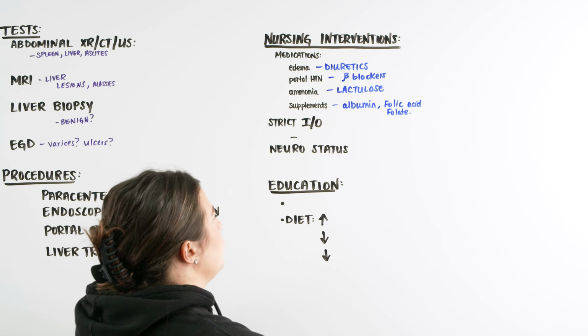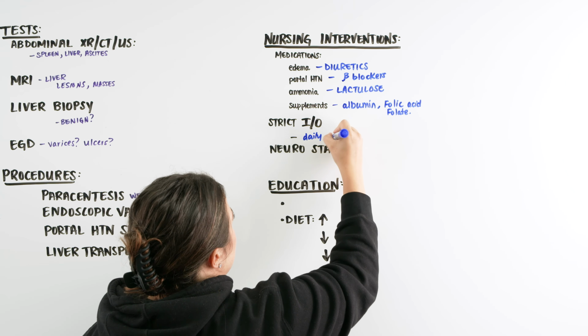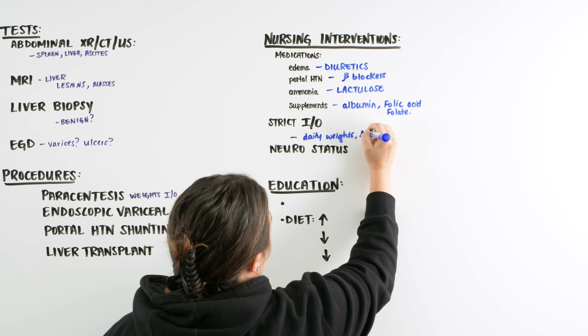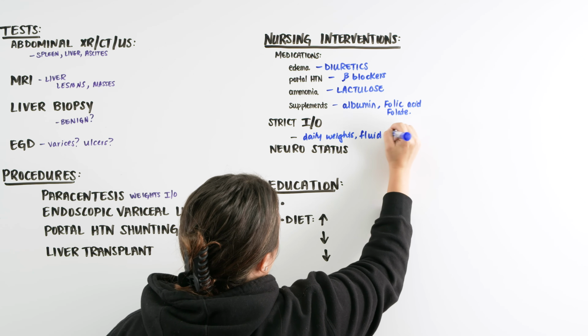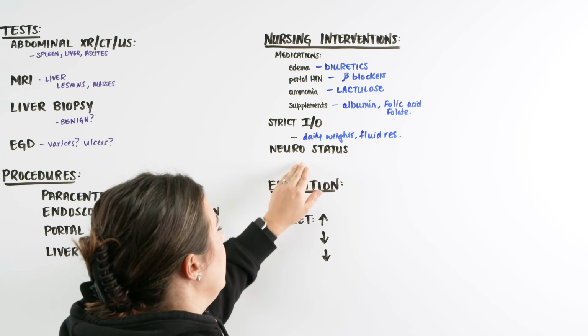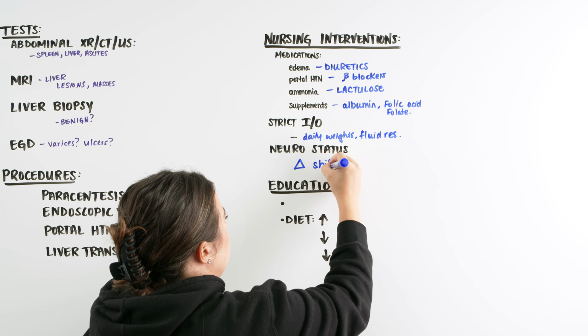And then they're also going to be on those strict I's and O's. Remember, they're going to have those daily weights. Right? They're going to have issues with their fluid, so they're going to be on fluid restriction. And they're also going to have those neurostatuses. And you want to start thinking about those changes within the neurostatus from shift to shift. Is there a change? Right?